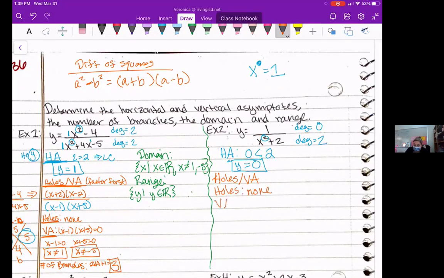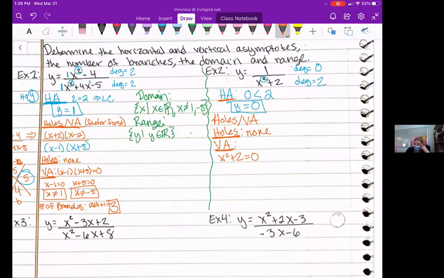For our vertical asymptotes, right? So vertical asymptotes, we're going to grab our denominator, which is x squared plus 2, and set it equal to 0 and solve. So we're going to subtract 2 from both sides. So x squared equals -2. But if I take the square root of x squared, I cannot square root a negative number. What does that mean? That means that we have no vertical asymptotes.